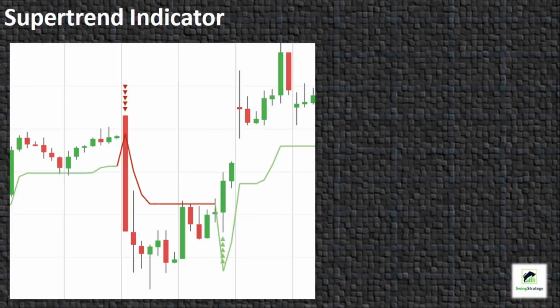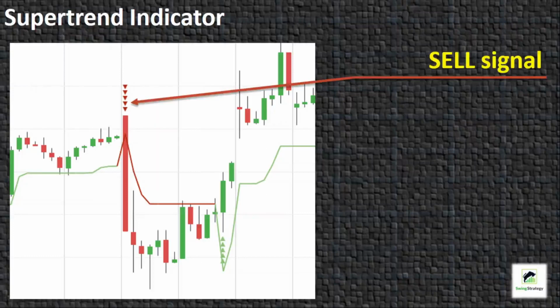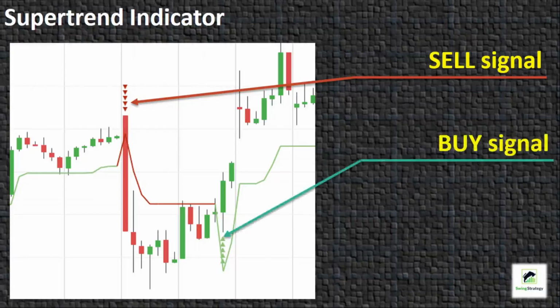A super trend is a trend following indicator similar to moving averages. It is plotted on price and the current trend can simply be determined by its price movement. It is a very simple indicator and is constructed with the help of just two parameters, period and a multiplier. A sell signal is generated when the price is closing below the super trend. A buy signal is generated when the price is closing above the super trend.